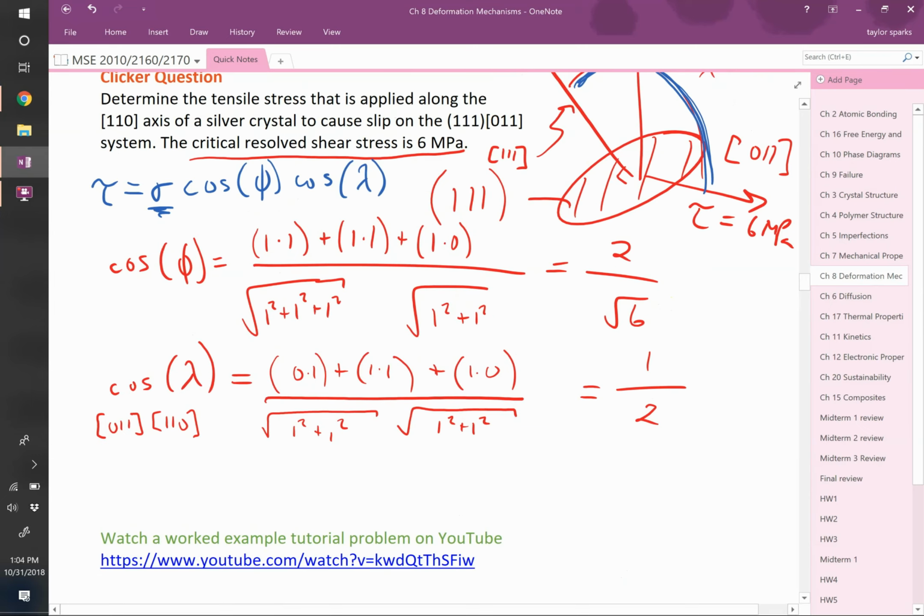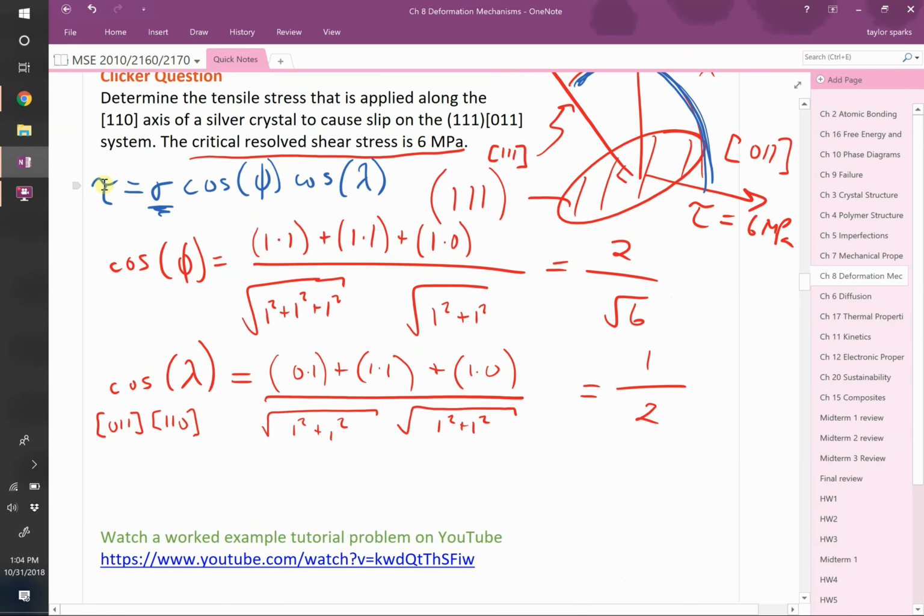So we know that the critical resolved shear stress needs to be 6 megapascals. We've got 2 over root 6 and 1/2. Let's solve for sigma. It is 14.6969. Yeah, so it's 14.7, okay? So that's what most people entered onto here. Any questions on this? 14.7 megapascals. Any questions on slip in single crystals?